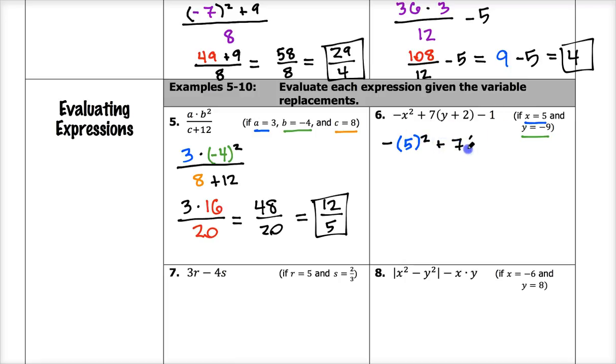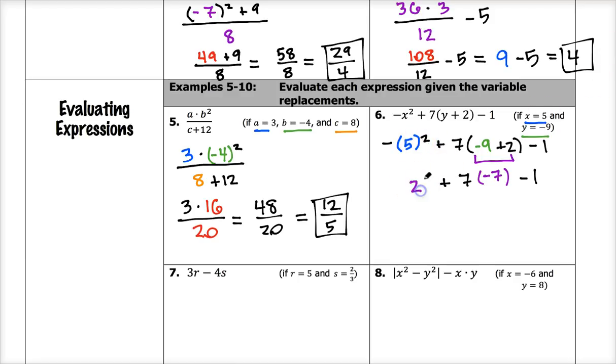Plus 7 times the quantity, negative 9 is y, plus 2, and then we have that minus 1 at the end. Okay, so when I do my grouping symbols here, negative 9 plus 2 is negative 7. And then we have a 7 out in front of that that's being multiplied by that negative 7. This minus 1 at the end here. We can go ahead and do this exponent here, but be careful. I'm not squaring negative 5, remember. I'm just squaring positive 5. So positive 5 squared is 25.